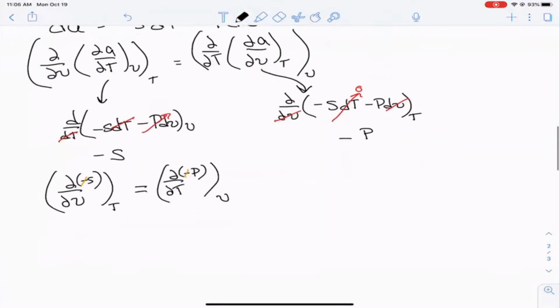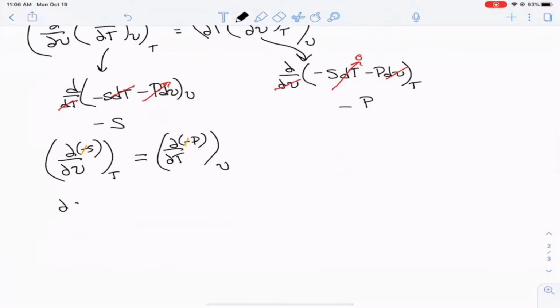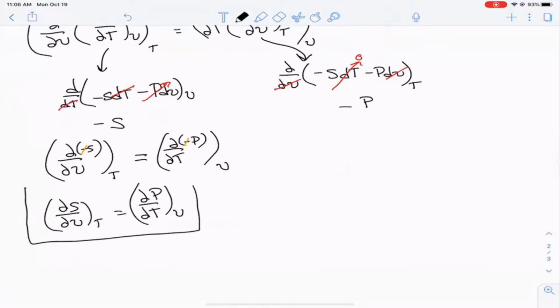And the last step here is that the negatives cancel. And we have dS dV at constant T equals dP dT at constant V. And that is our second Maxwell relation. We're going to get one for each energy. Okay. All right, does that make sense to you guys? Was that okay?